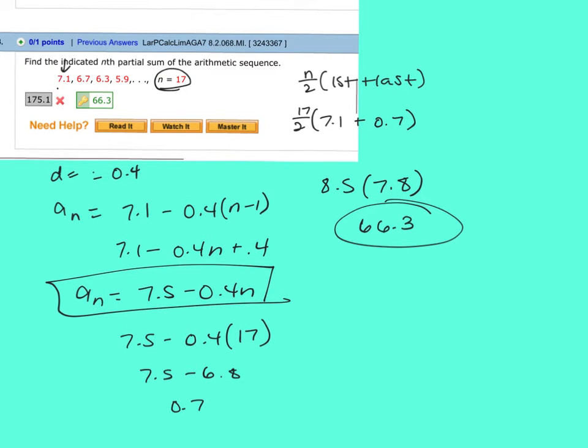So this time they gave you the first term and the number of terms, and you had 4 terms in the sequence, so you had enough information to figure out what d is, but then you had to find your equation to find the last.